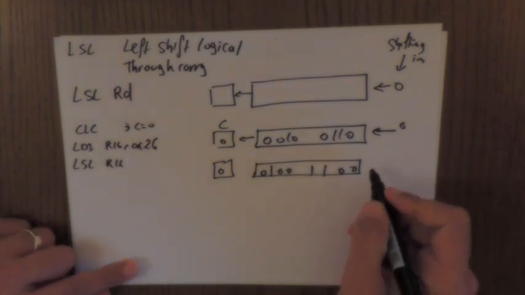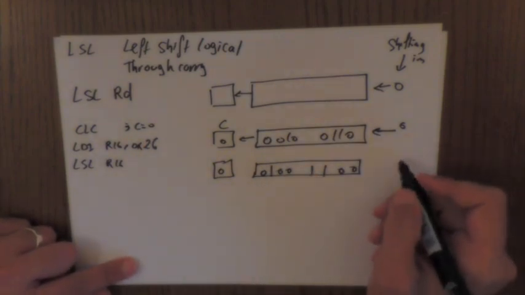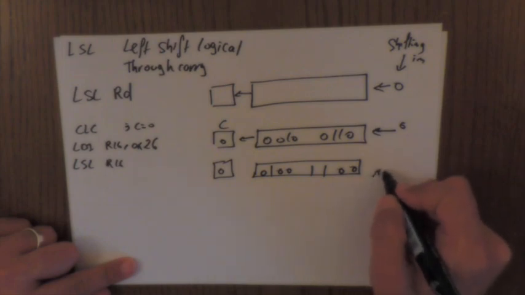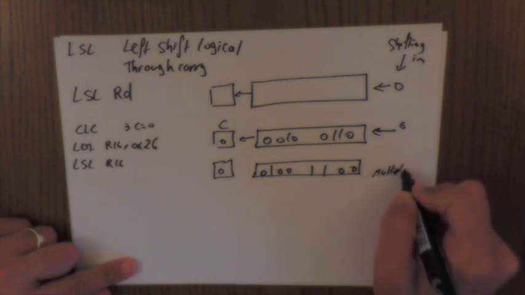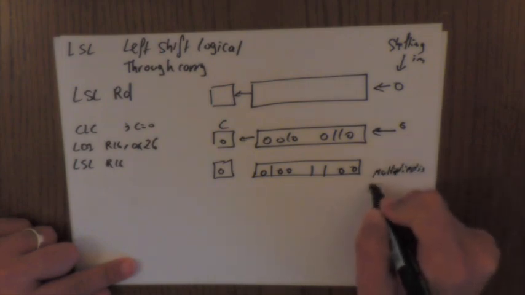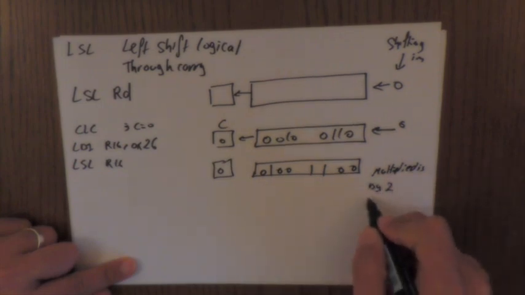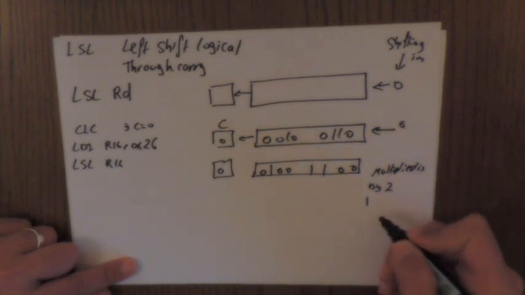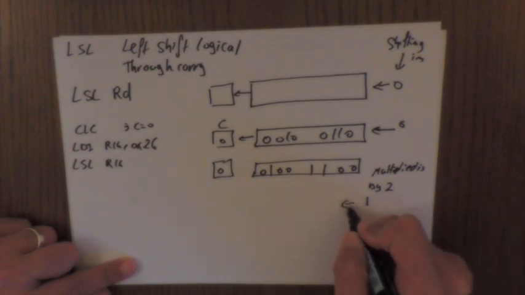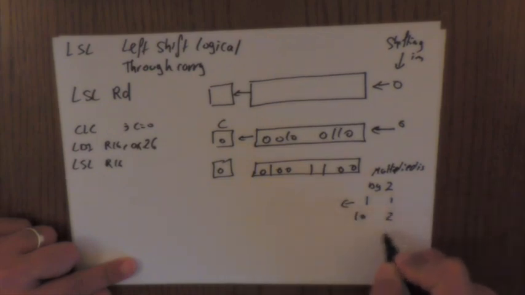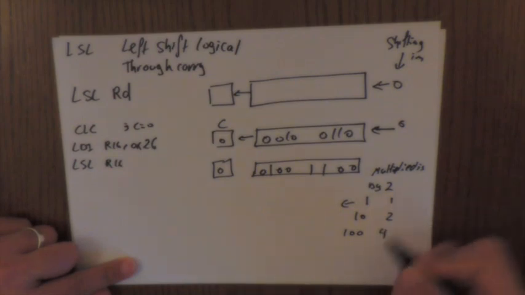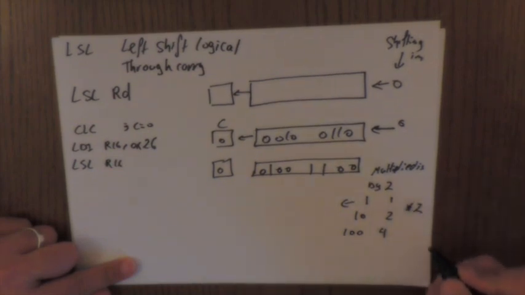Okay, so it's effectively as if I multiplied it by 2. Remember, if I have 1 and I shift one place to the left, it will be 1, 0, this will be 1, this will be 2. Then I shift again, this will be 4, so it's as if I'm multiplying by 2.